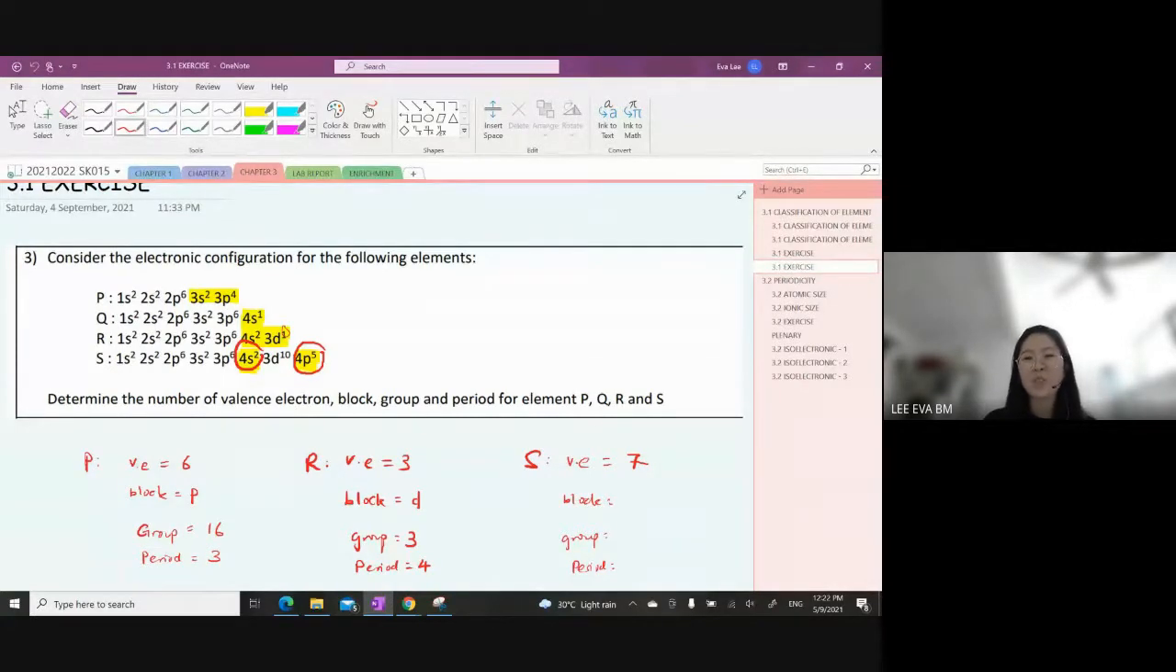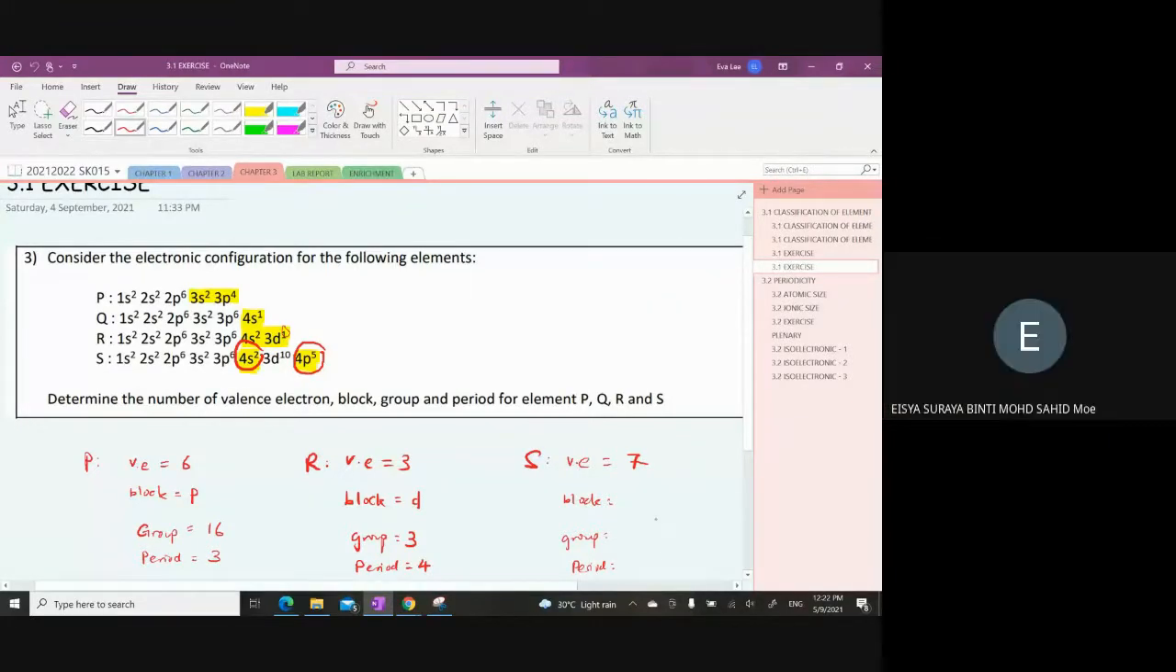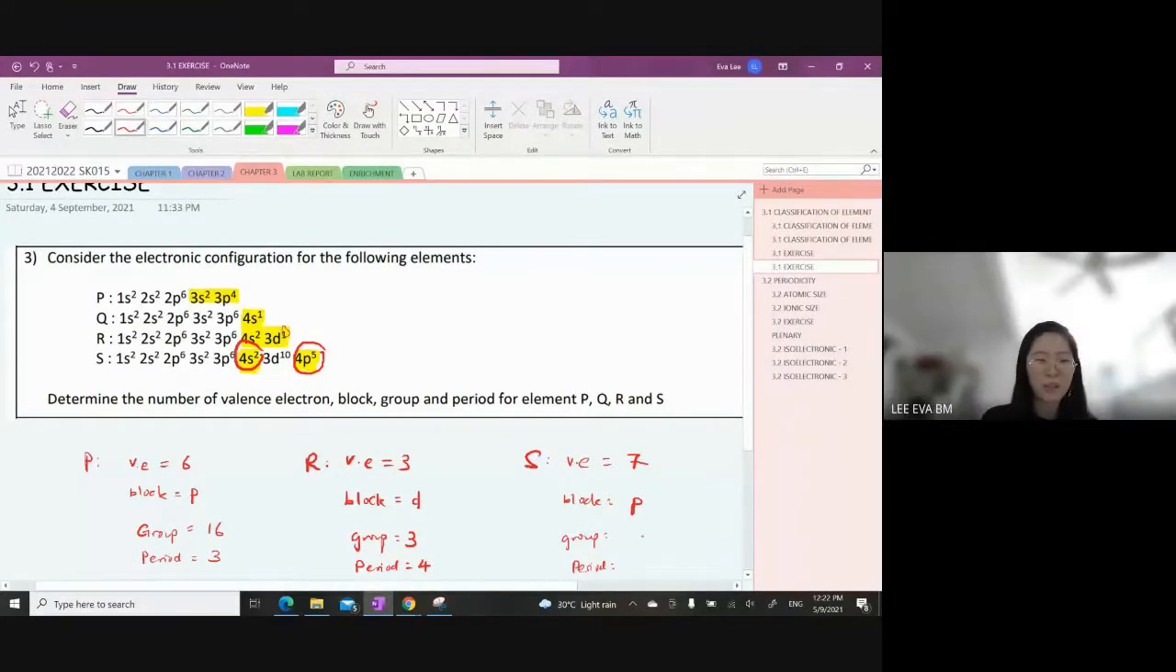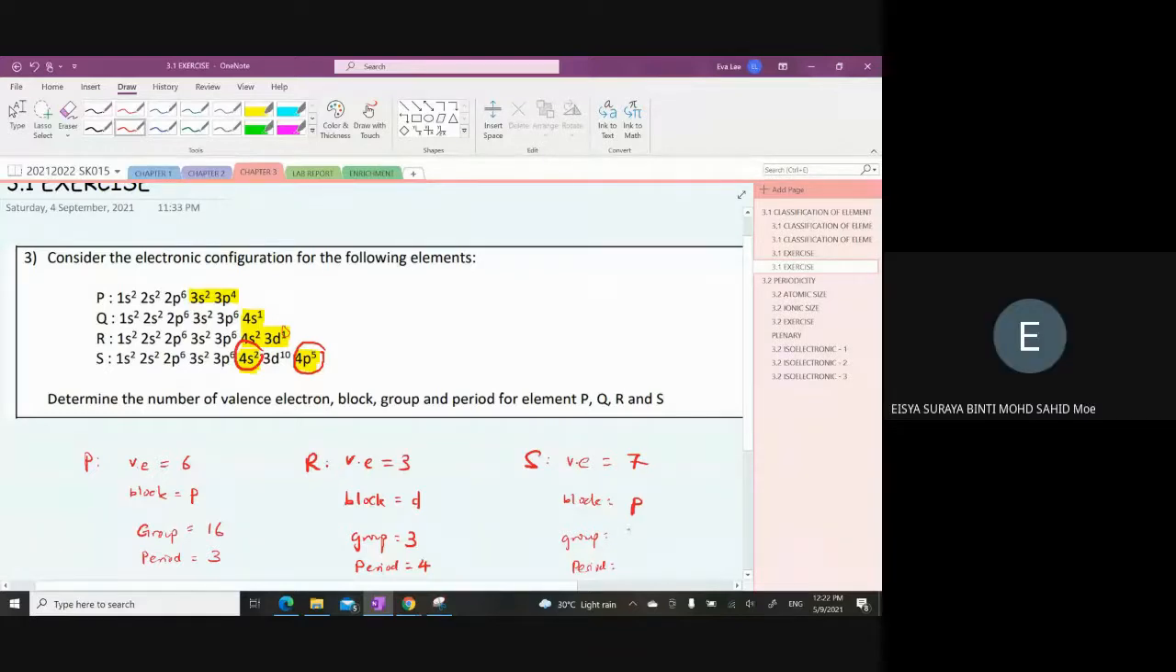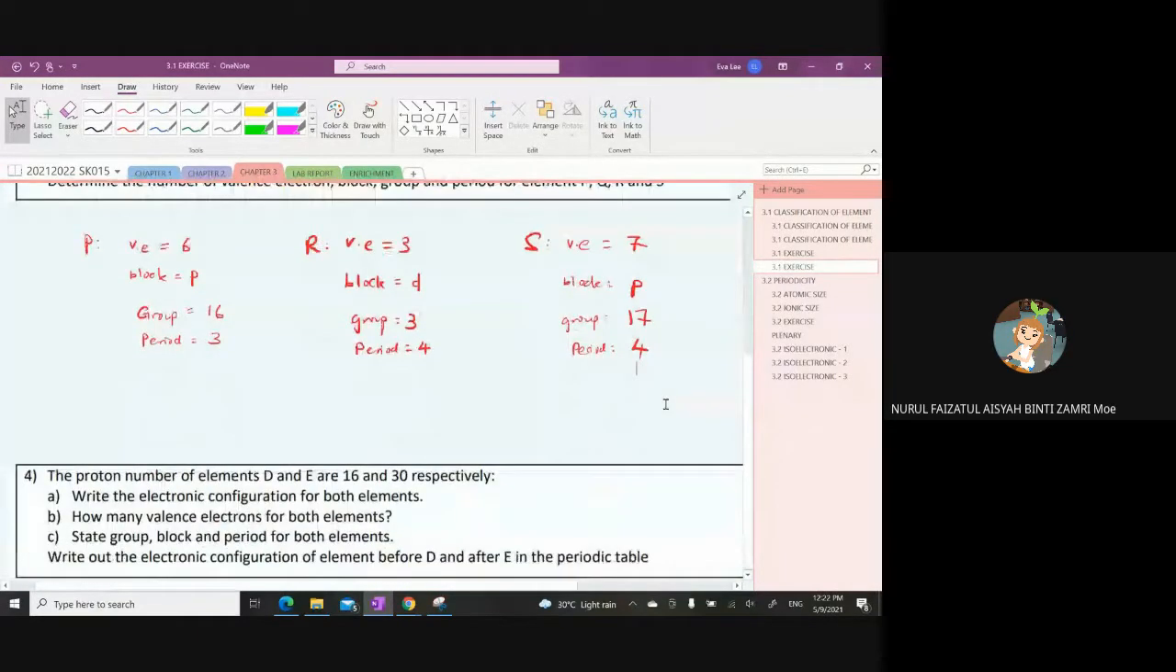Okay, so for S2, P5. How about the block? Block P. How about the group? 17. Well done. And the period will be? 4. Okay, very good.